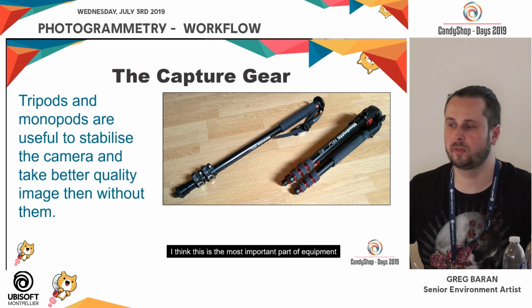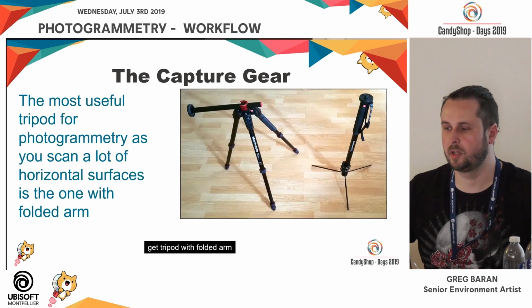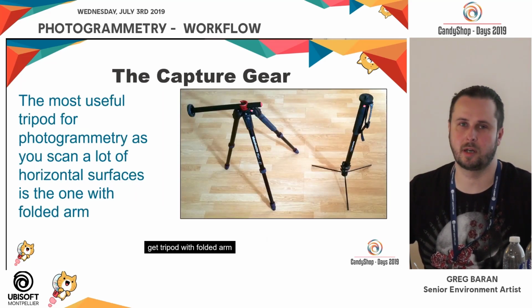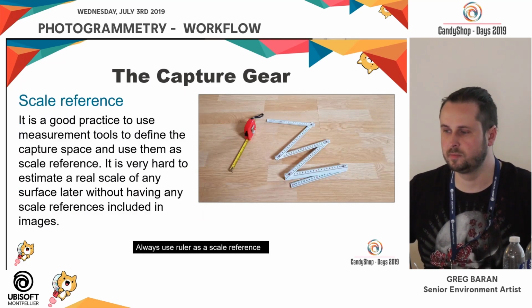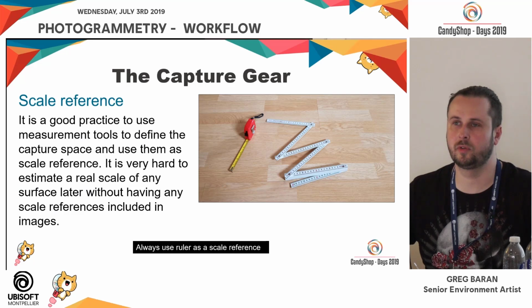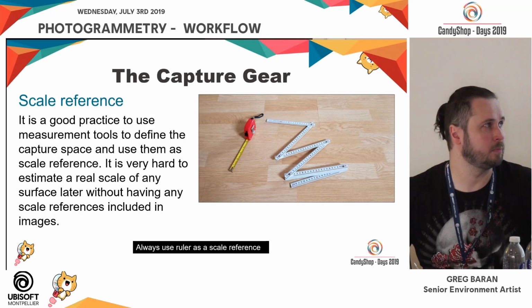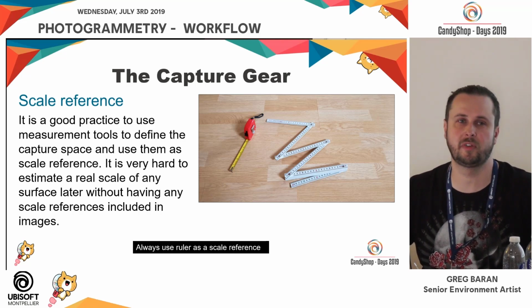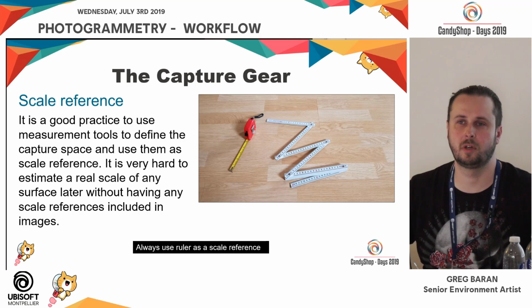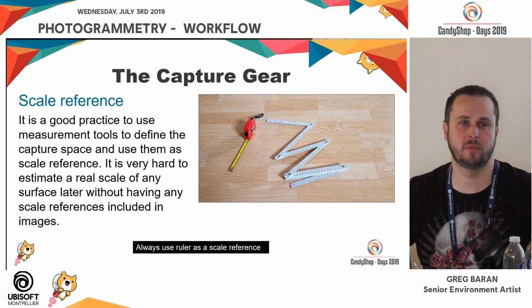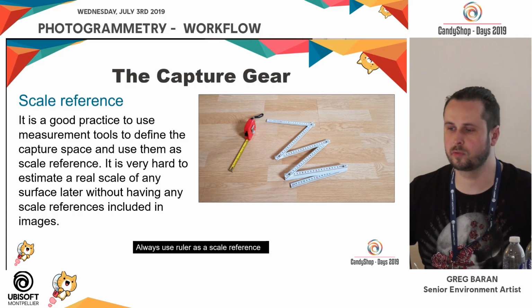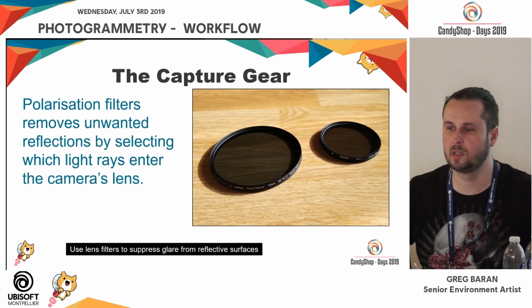I would suggest to use tripods and monopods to stabilize the camera. I love the tripod with a folded arm. It helps me to put the camera perpendicular to the ground. I also suggest to use a ruler. I love that one to the right, because when we are shooting images, we know the scale, but after images are done and reconstruction is over, we have no idea how huge this surface was. So I would suggest to use rulers every time as a scale reference.